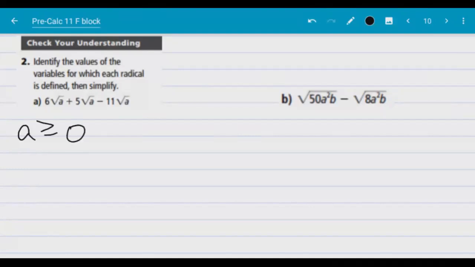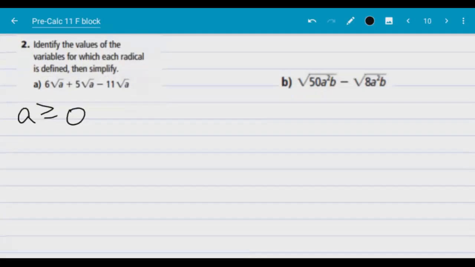Now let us simplify. Let's put them all together. 6 plus 5 is 11, minus 11. The final answer is 0, because 6 plus 5 is 11, minus 11. So when we put them all together, it's 0.